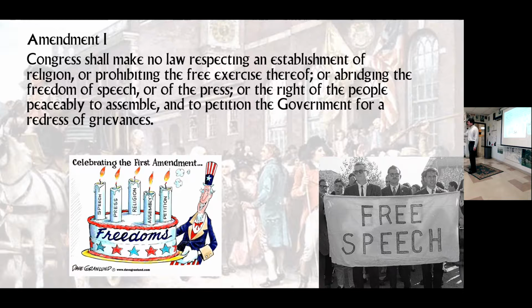You do not have a blanket freedom. It doesn't say you can do whatever you want. It says Congress can't pass the law. And remember, Congress passes the law. Who enforces the law?